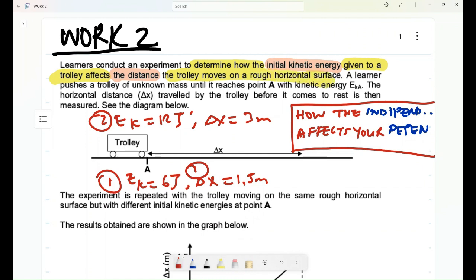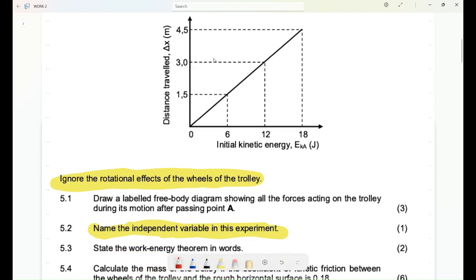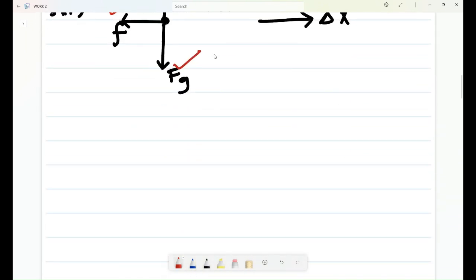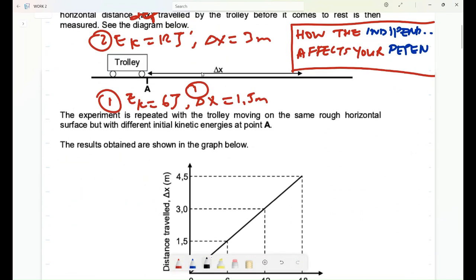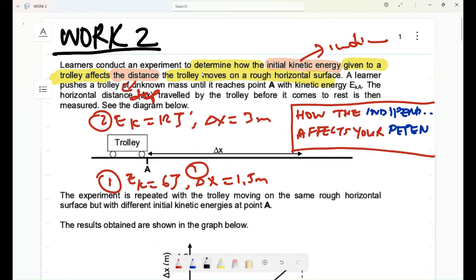So now we have our independent here affecting our dependent. So I believe you know the answer. The answer should be: initial kinetic energy. 5.2, initial kinetic energy. You can say kinetic energy, but you just say initial kinetic energy. This also applies in life sciences when you are asked to determine the dependent, the independent, the controlled variable thereof.